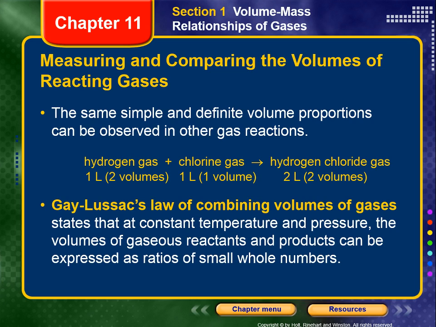So the same simple and definite volume proportions, right, they're defined, a 2 to 1 to 2, can be observed in other gas reactions. For example, when you combine hydrogen gas with chlorine gas to form hydrogen chloride gas, it's a 1 to 1 to 2 ratio. So as we observe this, we get Gay-Lussac's law of combining volumes of gases.